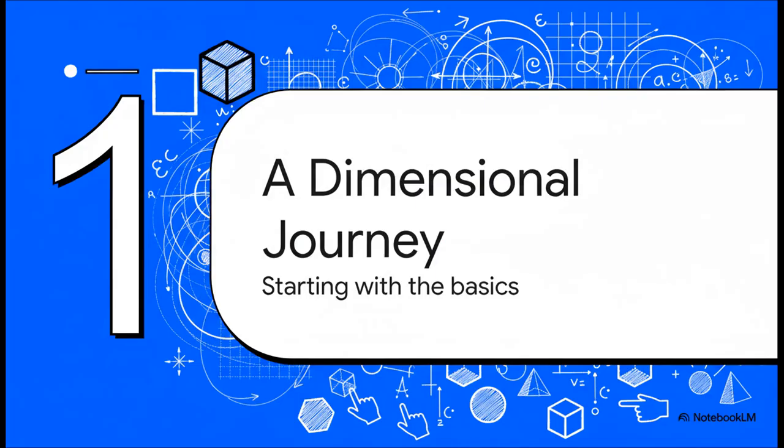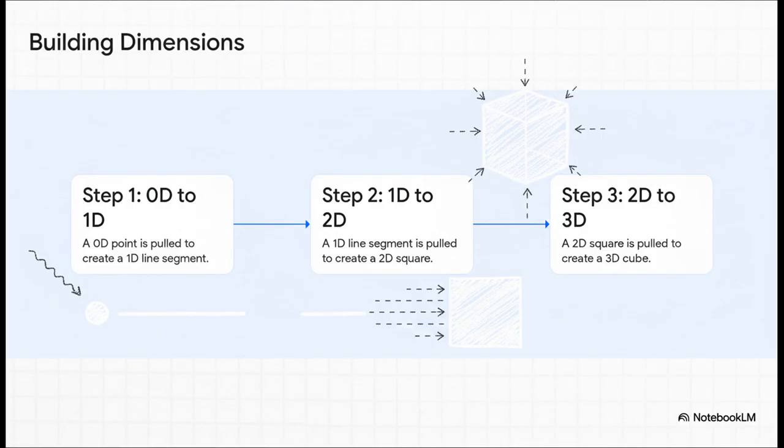Right, so to even begin to get a handle on the fourth dimension, you can't just leap into it. You have to build your way up. The group started smart by grounding themselves in the dimensions we all know, the ones we can actually see and touch. The core idea here is actually surprisingly simple. You can think of it like this. You generate a new dimension by taking an object and just pulling it in a new direction, a direction that's at a right angle to all the others.